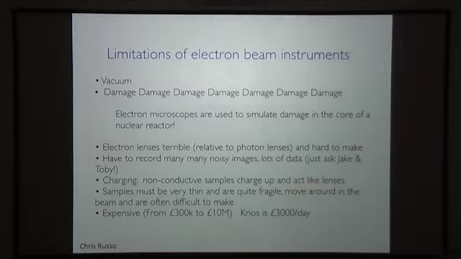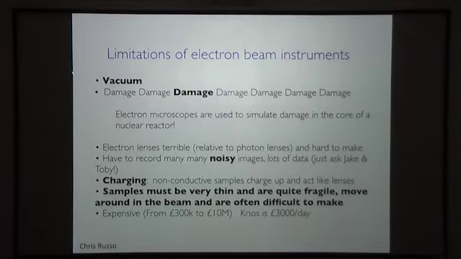And I stole this slide from Chris Russo, who spoke earlier in the week, which just shows the limitations of electron beam instruments. And when I saw this, I thought this really applied well to what we're talking about today, because many of these aspects are what we're trying to address when we prepare our specimens. So we want to stabilize them in the vacuum, make them as stable as possible to the electron beam, increase the contrast of our images as much as possible, and reduce the effects of charging if possible. So as Chris says here, the samples must be very thin and are quite fragile. They move around in the beam, and they're often difficult to make.